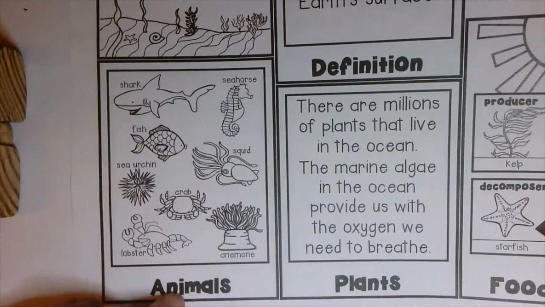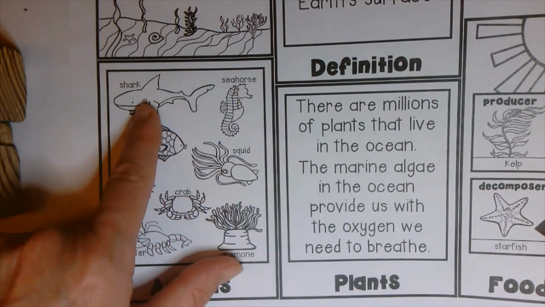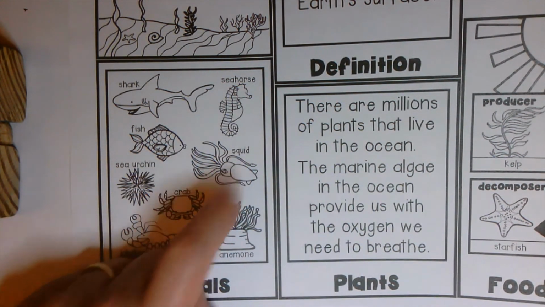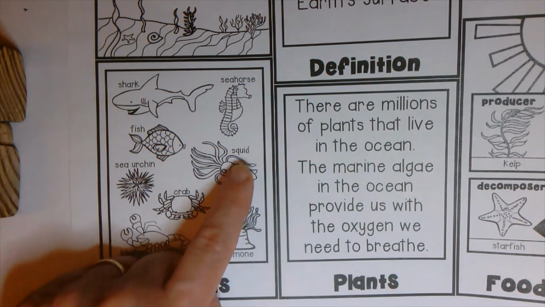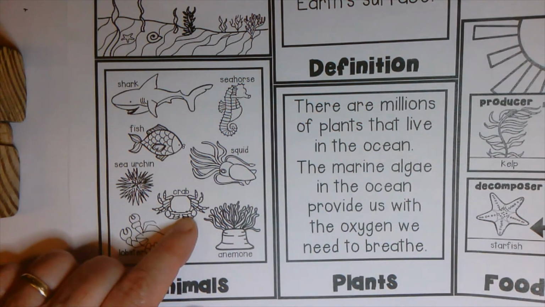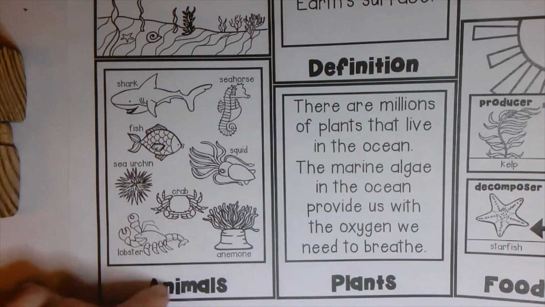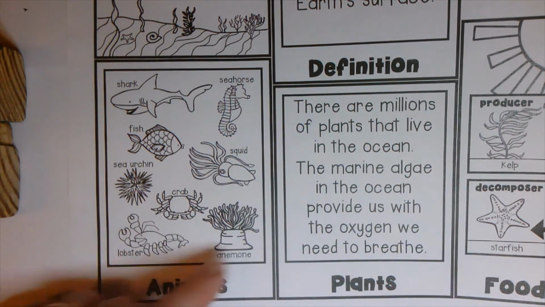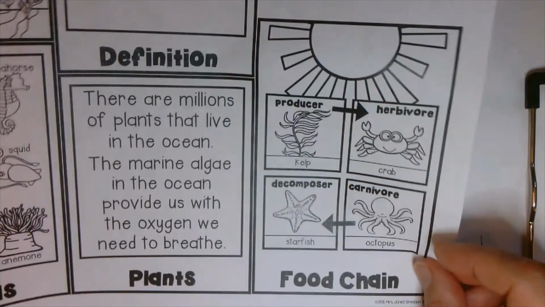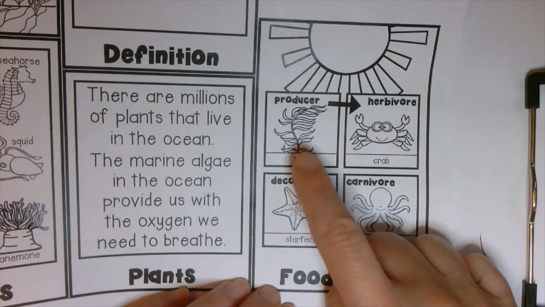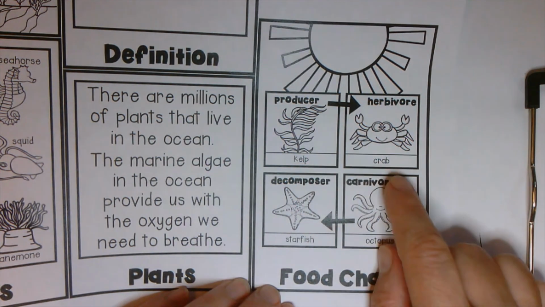Animals that we might have in the ocean's ecosystem, you guys know these: shark, seahorse, fish, squid. Now a squid is farther down in the ocean, isn't it? That one's not in the sunlit zone. The video talked about crabs that might be farther down, even in the midnight zone. Lobster, sea urchins, and anemones. And here again with our producers, our food chain, we have a producer, kelp. That's a type of plant, seaweed.